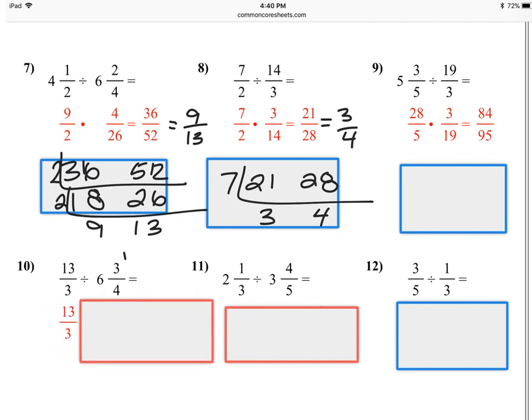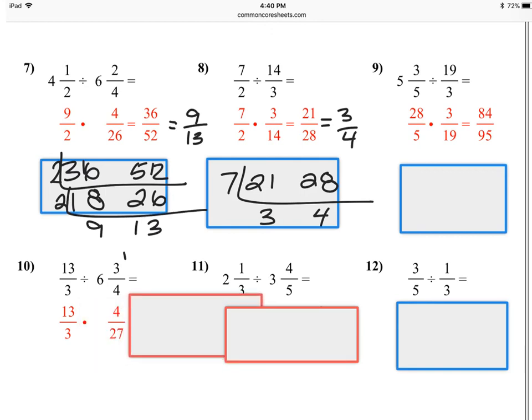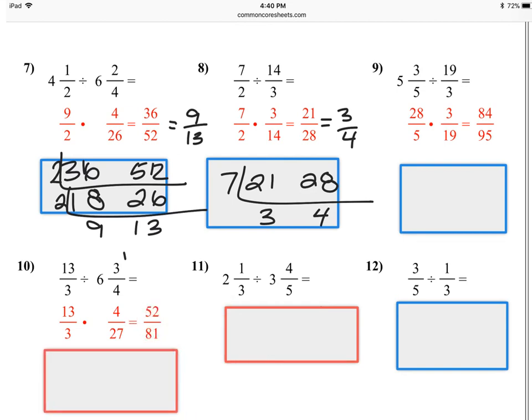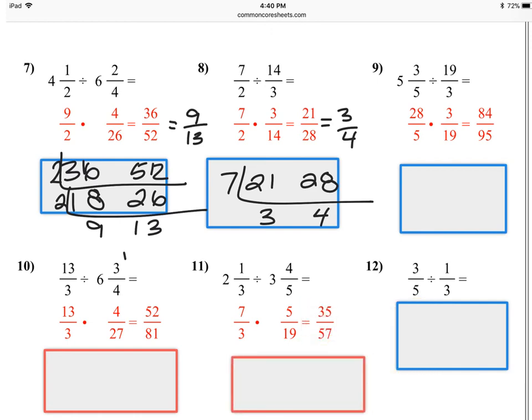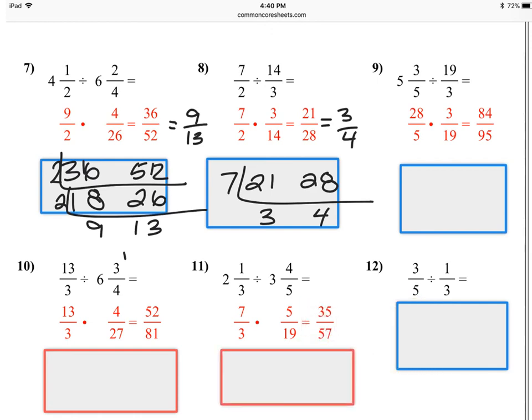Let's take a look at this one. This one should be 13 over 3 and 4 over 27. If you don't have that right, please pause the video and check again. The answer should be 52 over 81. And I believe that's a simplified answer on that one. All right, this one should be 7 over 3 and 5 over 19. Again, if you don't have those correct, make sure you go back, correct them, find your errors. The answer should be 35 over 57.